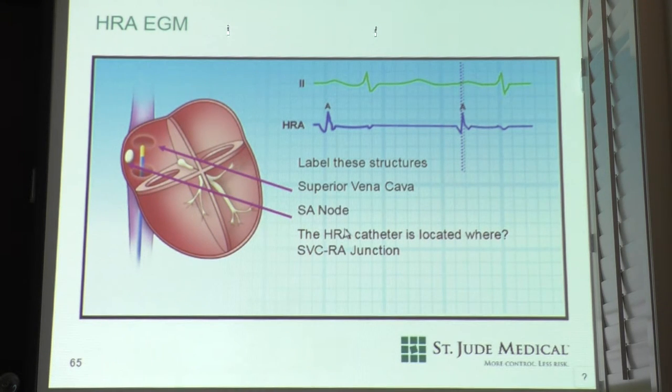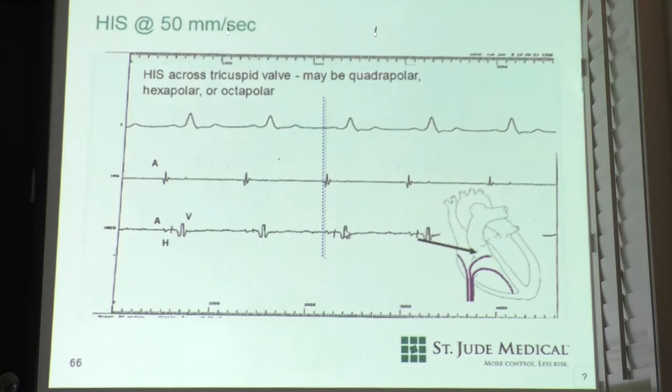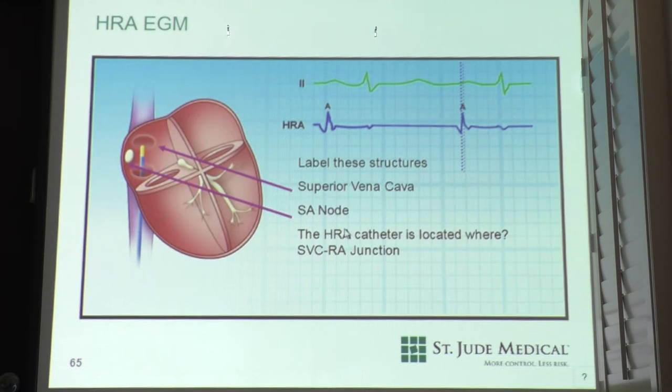The junction, right? In between. So you can see on this one too, right? A comes at the beginning of the P wave. If you were to put a catheter over where my mouse is, knowing what you know about how the P wave works, where would that be, time-wise, on this endocardial tracing?